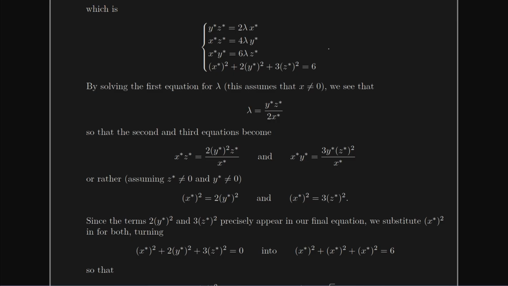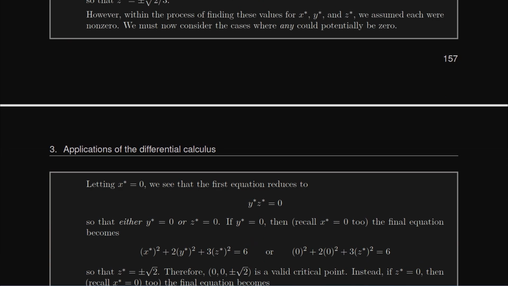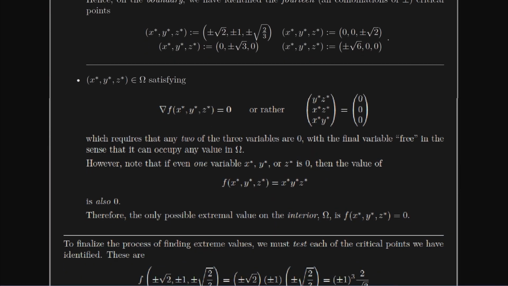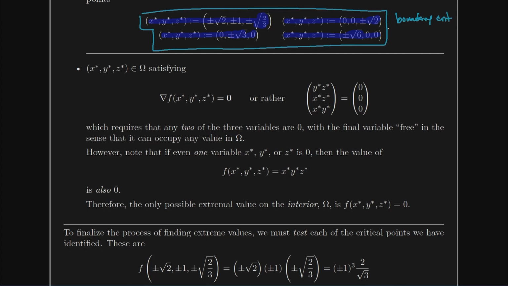I would suggest you read the text a little bit more carefully to make sure you find all of the critical points that actually satisfy this system of equations. But I have condensed all of them down here. We've got all possible combinations of plus or minus root 2, plus or minus 1, and plus or minus root 2/3. We also have the case of 0, 0, plus or minus root 2. We have the case of 0, plus or minus root 3, 0. We have the case of plus or minus root 6, 0, 0. These are all boundary critical points. And thankfully, fewer than infinity. There's a lot of them, but it's fewer than infinity, and that's great. So these are all boundary critical points from Lagrange multipliers.